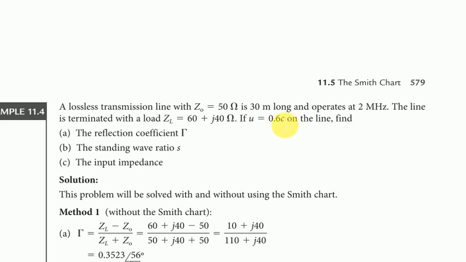Small c represents the speed of light, with value 3 into 10 to power 8 meter per second. You have to find out this one. So you can use this using two methods.